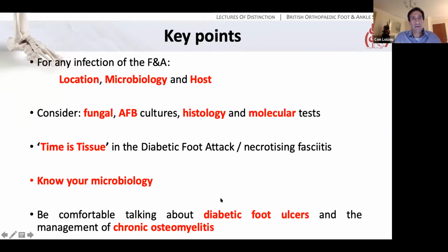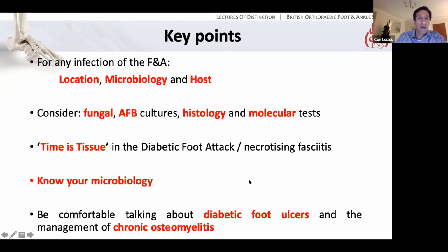So finally, for any infection of the foot and ankle, always think about 3 things: location, microbiology, and host. Consider cultures of fungi, AFB, histology, and molecular tests. Otherwise, you will miss something. Time is tissue in the diabetic foot attack and necrotizing fasciitis. Know your microbiology. I know it's boring, but it's very common in the MCQs and the EMQs in the exam.